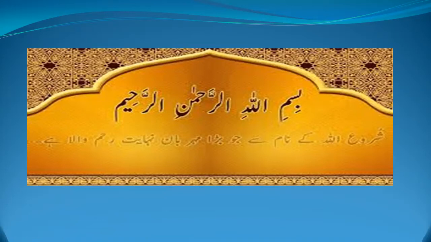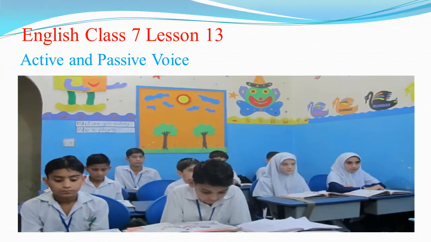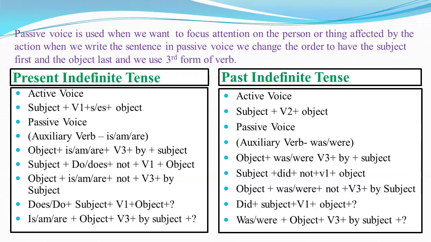Let's start our lesson number 13, active and passive voice. Dear students, passive voice is used when we want to focus attention on the person or thing affected by the action. When we write the sentence in passive voice, we change the order to have the subject first and the object last, and we use the third form of verb.